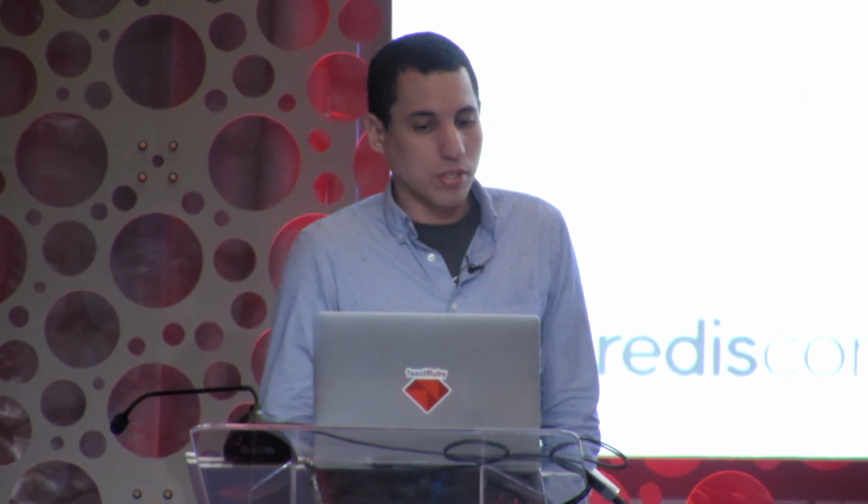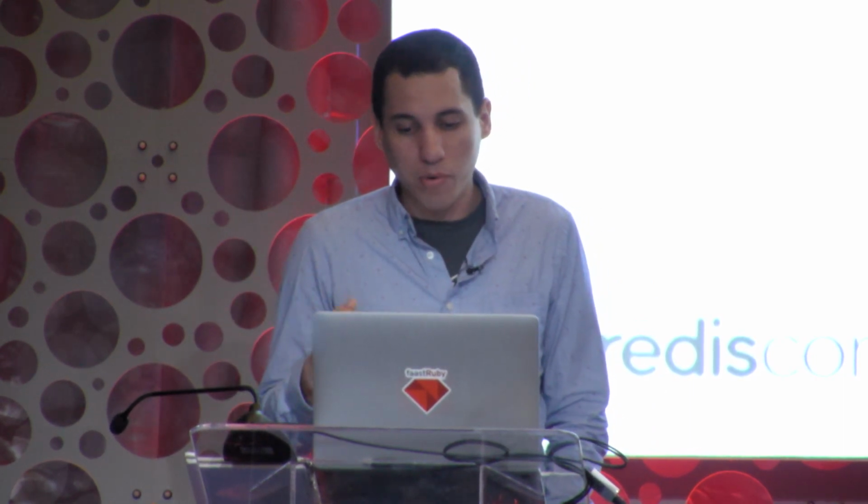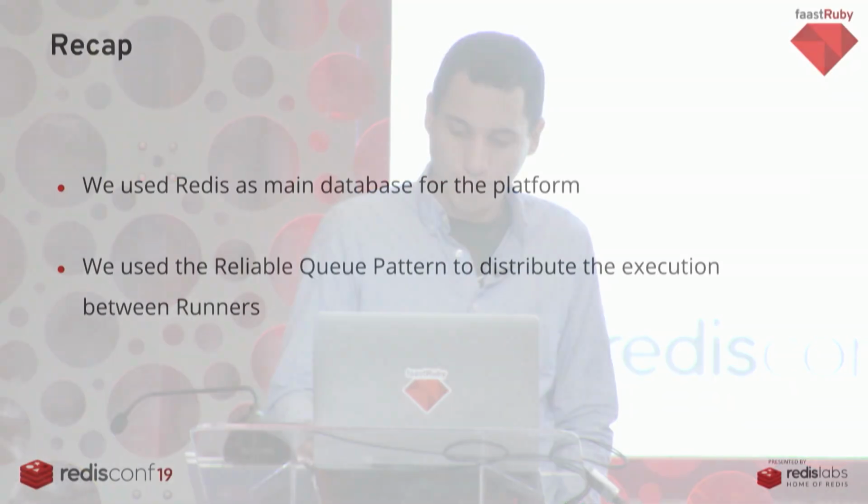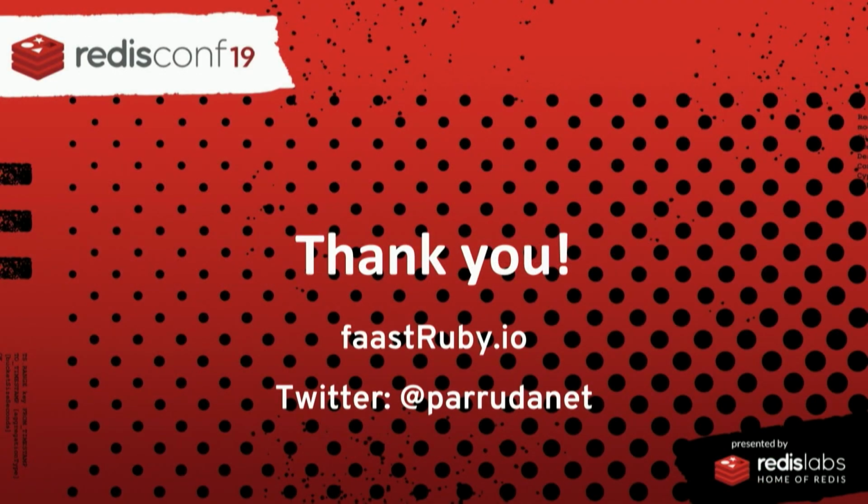Just as a recap, we use Redis as the main database. It's funny because I keep telling the Redis folks that they should stop calling it a database and really call it a Swiss Army knife, because you could do a lot of stuff with it. And we use the reliable queue pattern to distribute the execution between runners. That was it. Thank you.